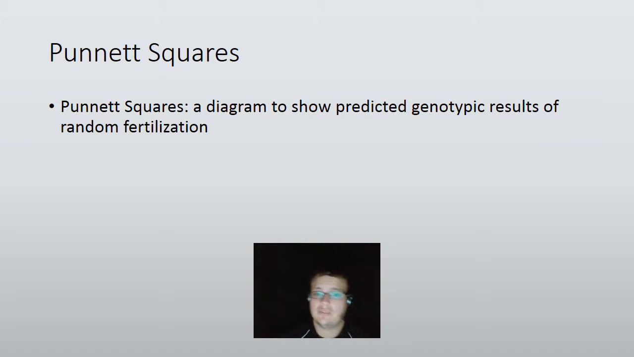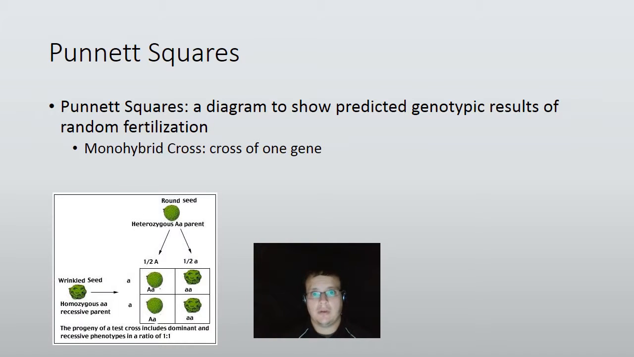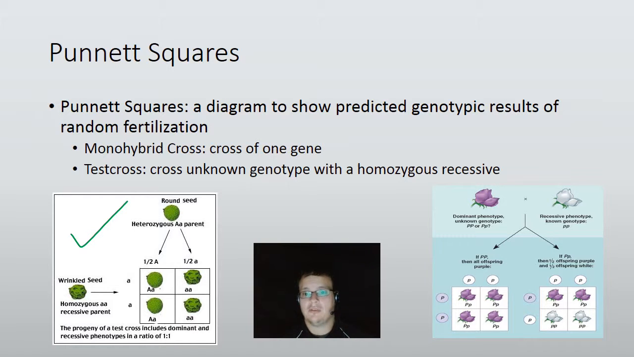So Punnett Squares is, like I mentioned in the beginning, just a way to predict genotype and phenotype ratios. One Punnett Square we'll be learning today is monohybrid. So in this case, we're looking at seed texture here. And another one that's also a monohybrid is a test cross. A test cross is just to determine an unknown genotype.